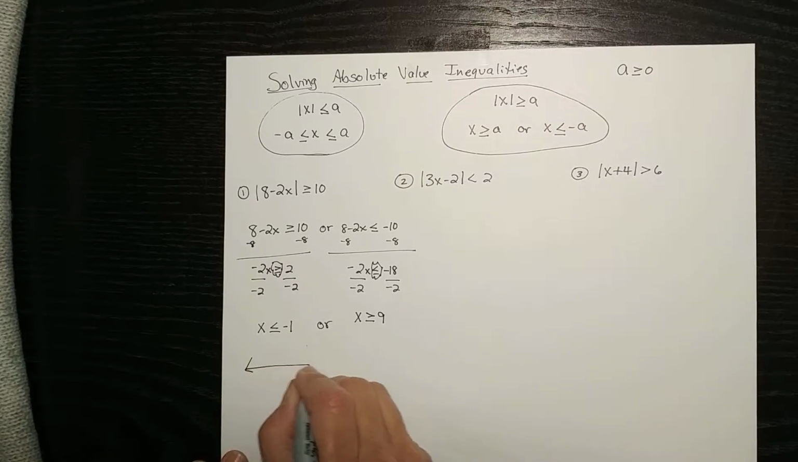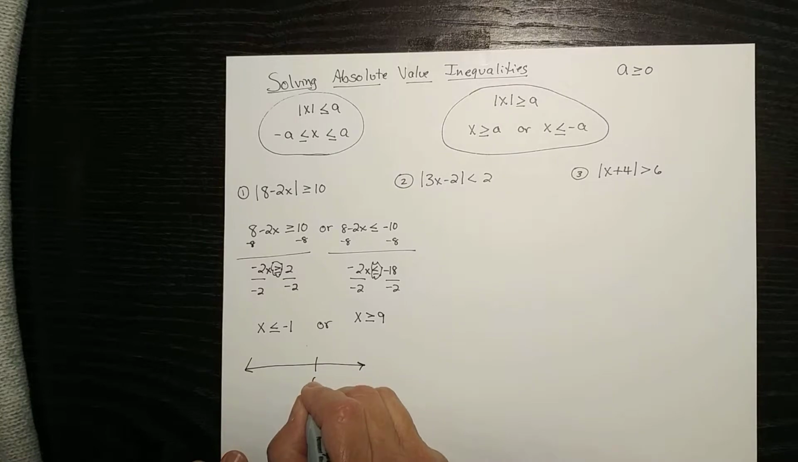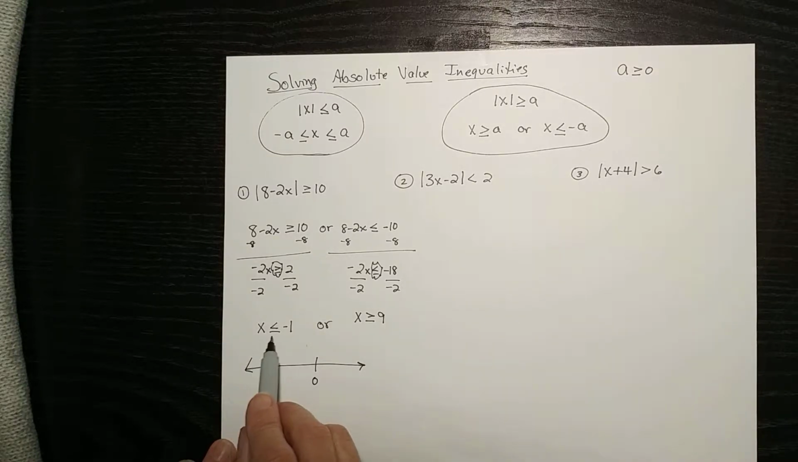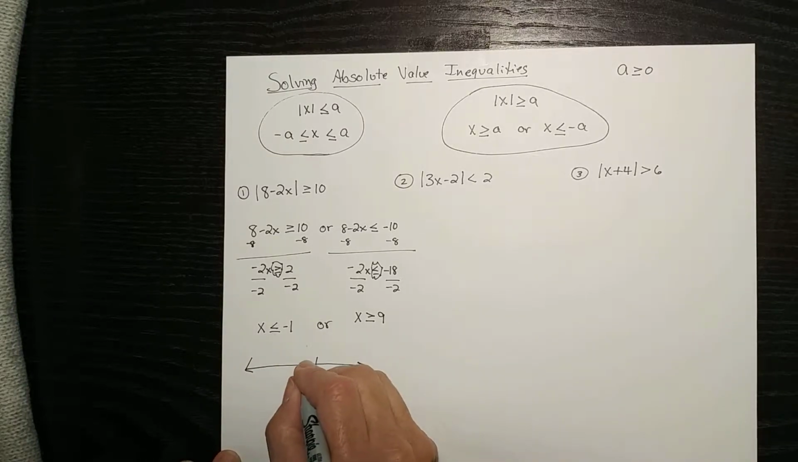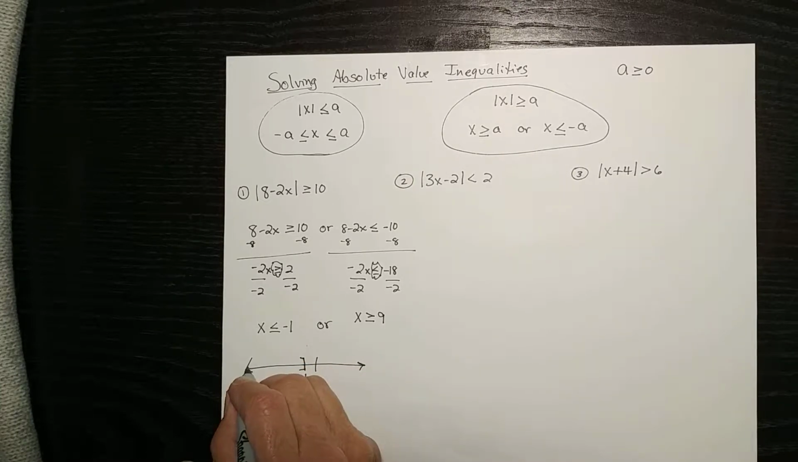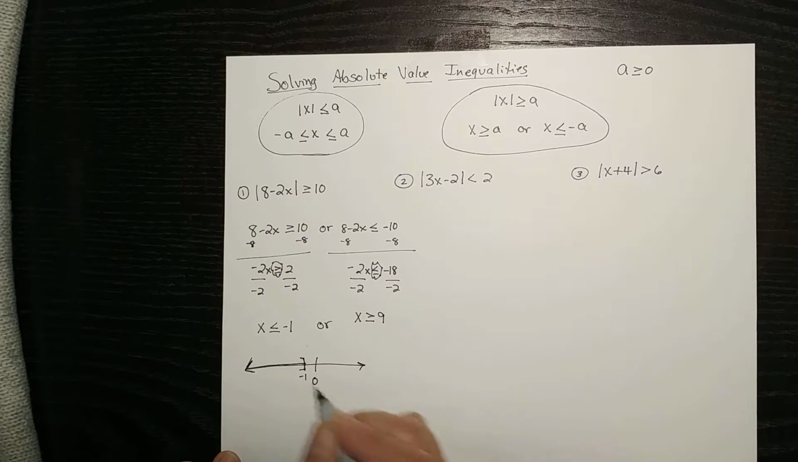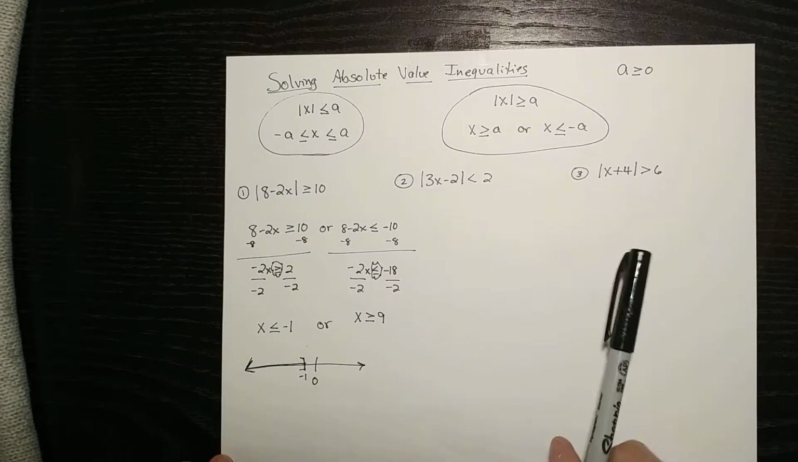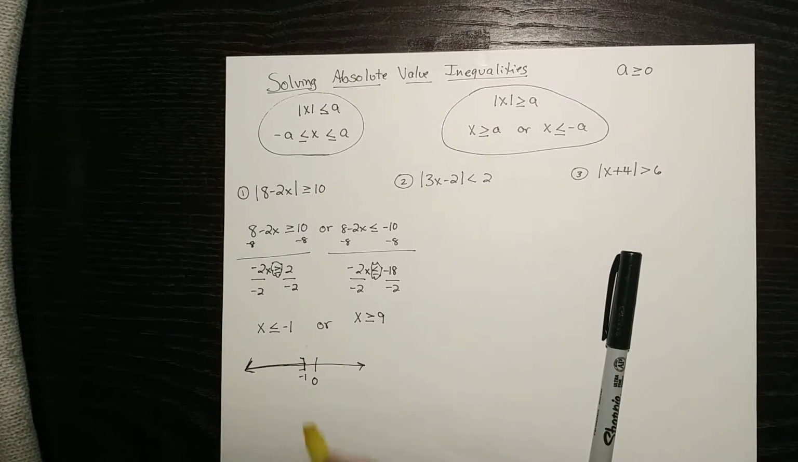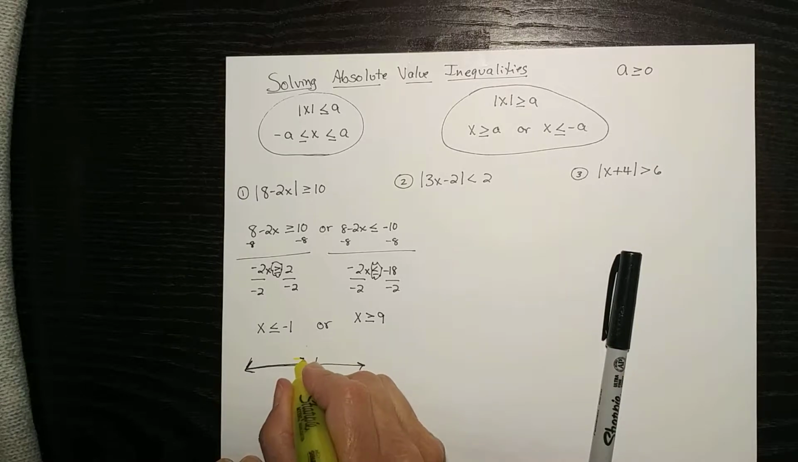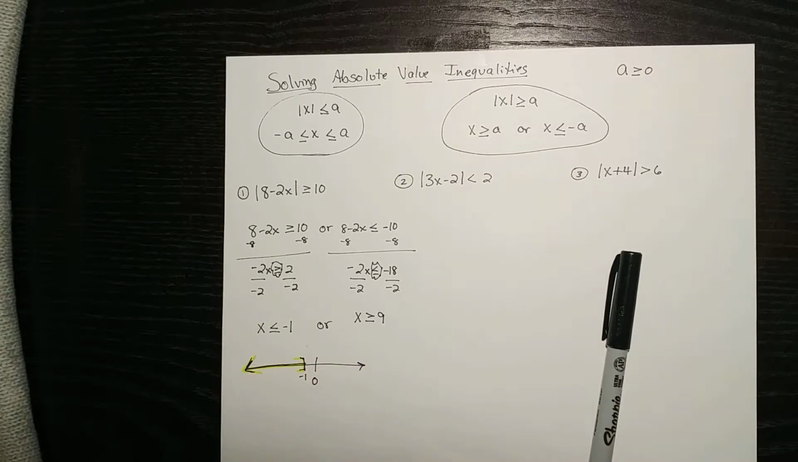On a number line, this is called a compound inequality, and it's joined by or. When something's joined by or, we keep any part that's highlighted. So right here, the values of x that are less than or equal to negative 1, if this is negative 1, it can equal negative 1 and anything less than. So all of this region right here. So I'm going to highlight that from negative 1 and left. Or x is greater than or equal to 9.